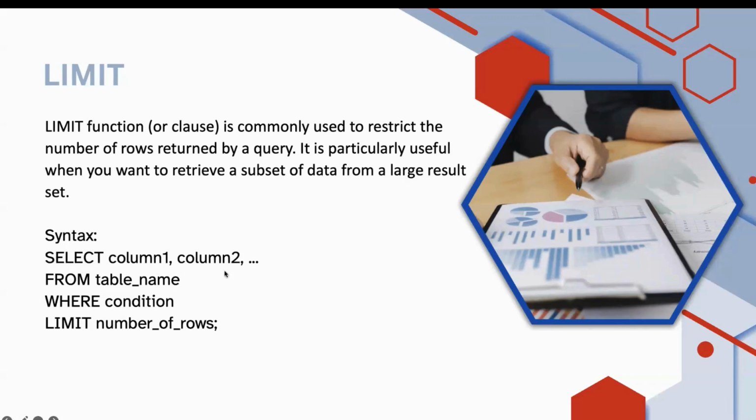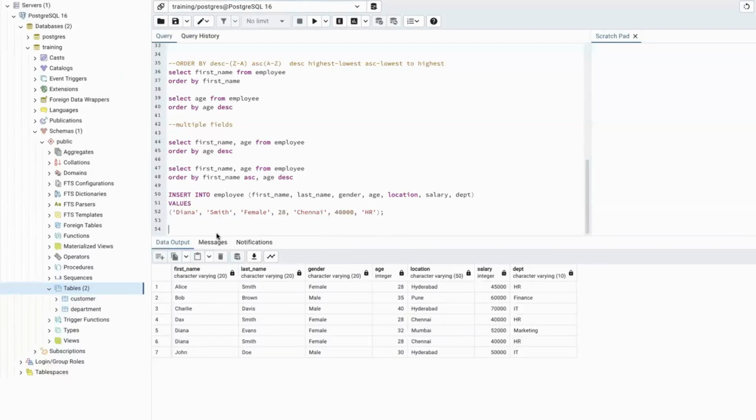Select whatever columns you want to select, and the name of the table you are selecting from. Then if you want to apply some condition, you can apply it, and limit restricts the number of rows returned from that set. So let's go back to our pgAdmin and I will show you how we can achieve that. For example, if I say select first name, last name from table employee.